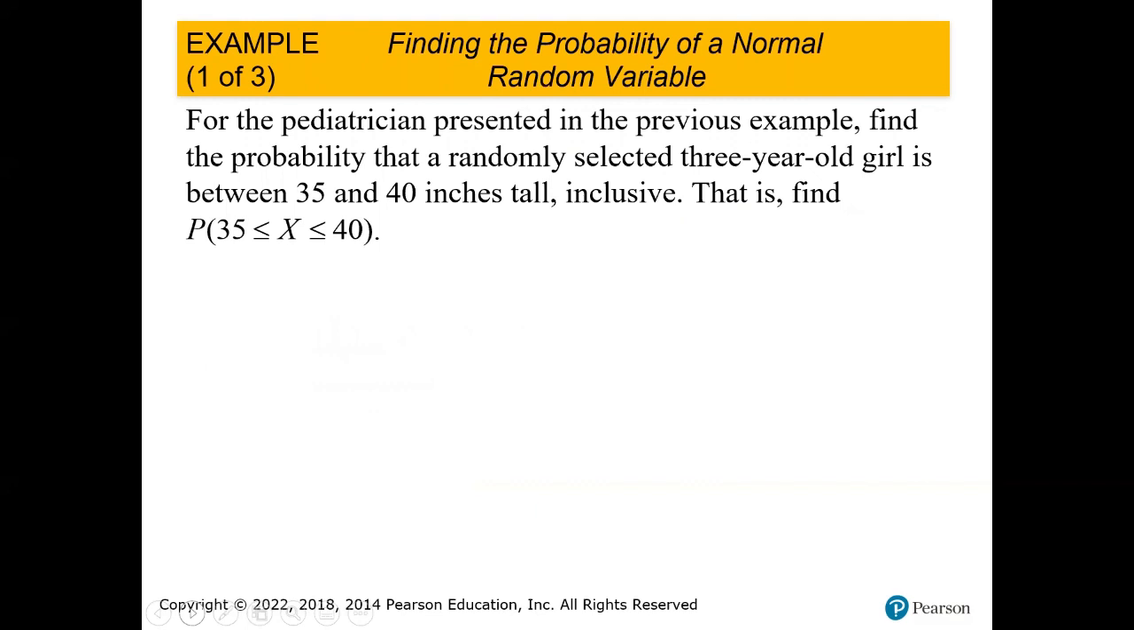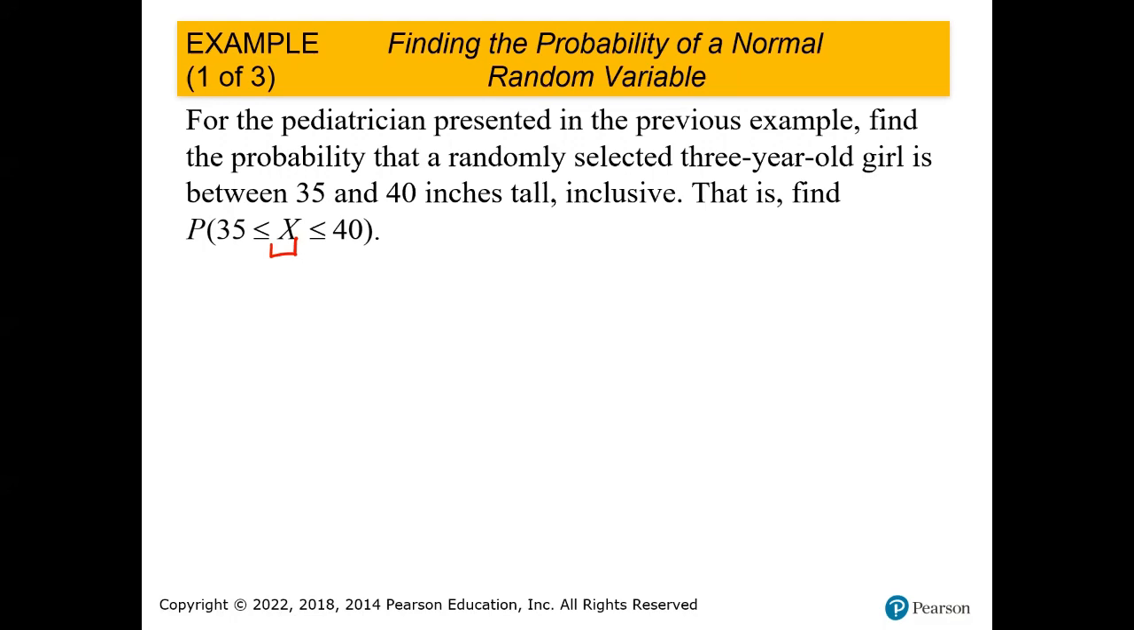So let's go ahead and ask another question in regards to that same data set. For the pediatrician presented in the previous example, find the probability that a randomly selected 3-year-old girl is between 35 and 40 inches tall, inclusive. So that is, find the probability that X is between 35 and 40, or 35 is less than or equal to X, which is less than or equal to 40.